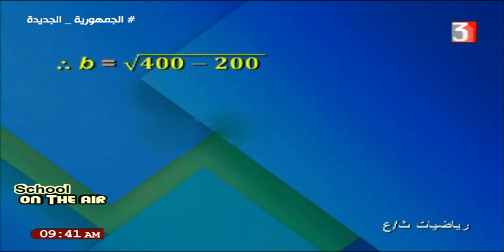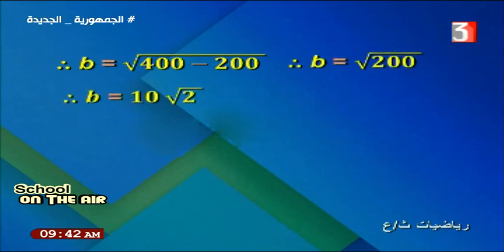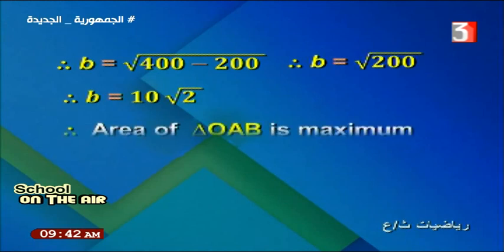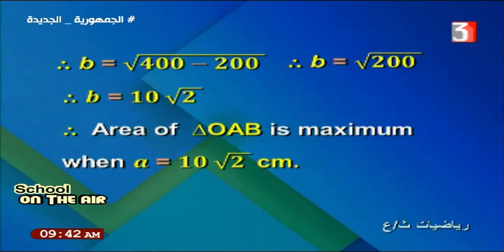When a equals 10 root 2, then b equals square root of 400 minus 200. Then b equals square root of 200, or b equals 10 root 2. Then the area of triangle OAB is maximum when a equals 10 root 2 and b equals 10 root 2 centimeters. Then a equals b. When a equals b, the area of triangle OAB is maximum value.